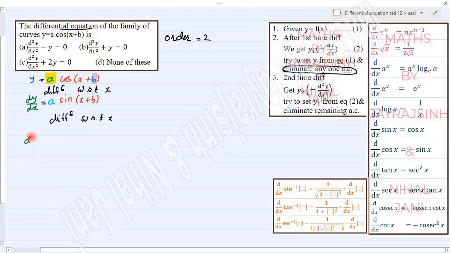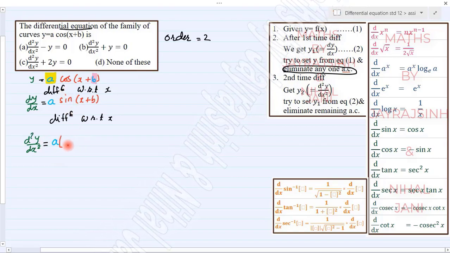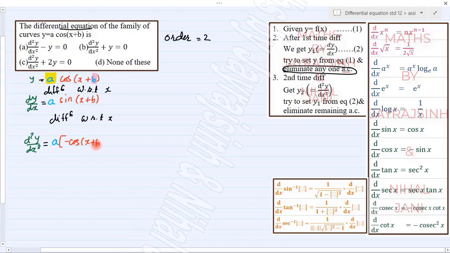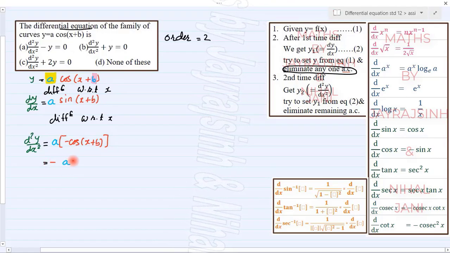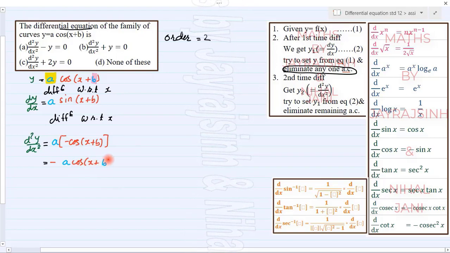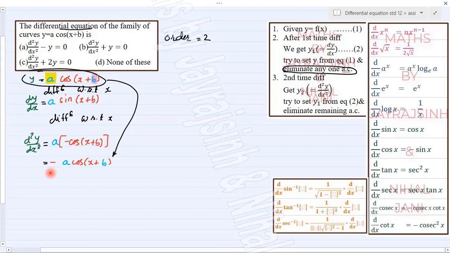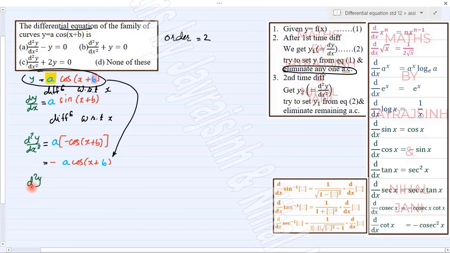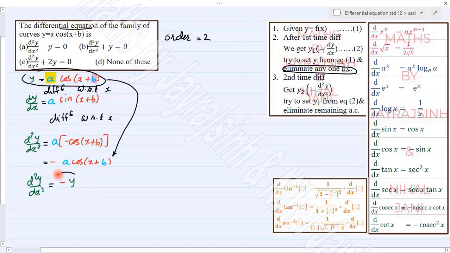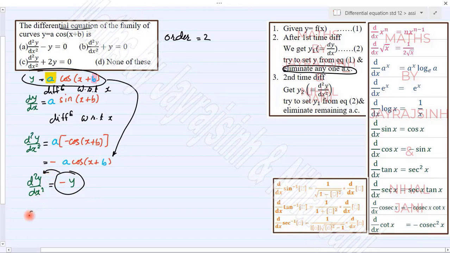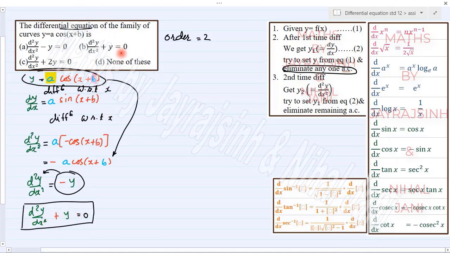So we will get d square y by dx square is equal to a into the differentiation of minus sin(x plus b), which will be minus cos(x plus b). Here, if we take the negative sign outside, then we will get a cos(x plus b), which is nothing but our y. So if we substitute the value of y in our equation, we will get d square y by dx square is equal to minus y. If we take y to the left side, we will get d square y by dx square plus y is equal to 0, which is given in option B.